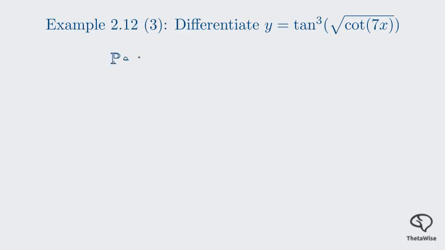To make this easier to manage, we can rewrite the function with all powers explicit. y equals the quantity tangent of cotangent of 7x to the 1/2 power, all raised to the power of 3. We'll differentiate layer by layer from the outside in. Here is the rewritten function, ready for differentiation.